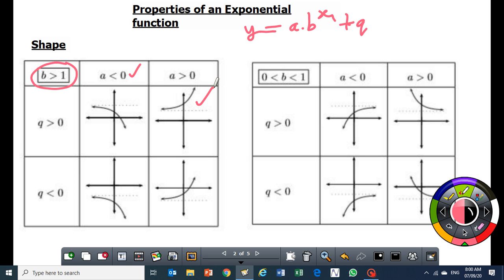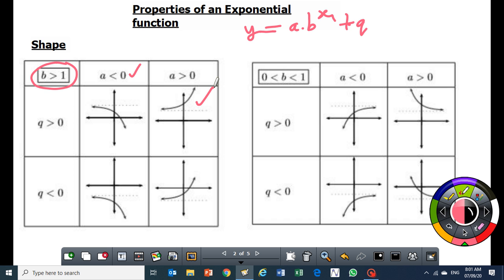If q is negative, it means the graph is going to be below the horizontal asymptote. In fact, if a is negative and q is less than 0, it means our value at the horizontal asymptote will be below the x-axis. And it's going to be a decreasing function because the a will be negative. Don't worry, I will show you some examples just now. Then when a is positive but q is negative, it will go up, but the graph will be above the horizontal asymptote.